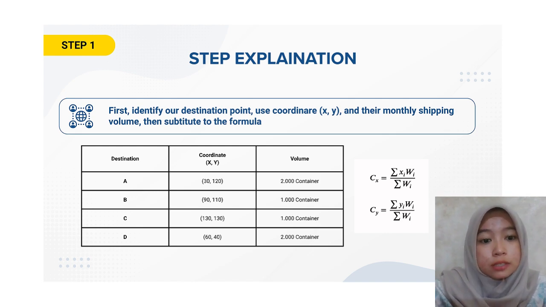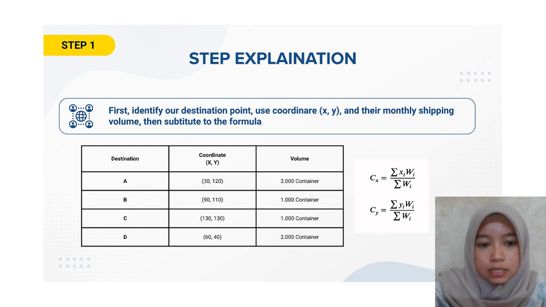First, we have to identify our destination points, using the coordinates x-axis and y-axis, and their shipping volume. After we get the data, we substitute it into the formula. To make it easier, I already have the data. For destination A, the x-axis is 30 and the y-axis is 120, and the volume is 2,000 containers.